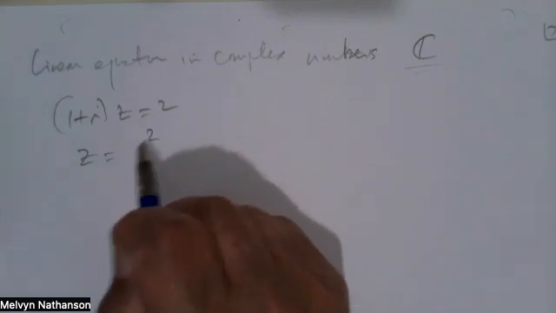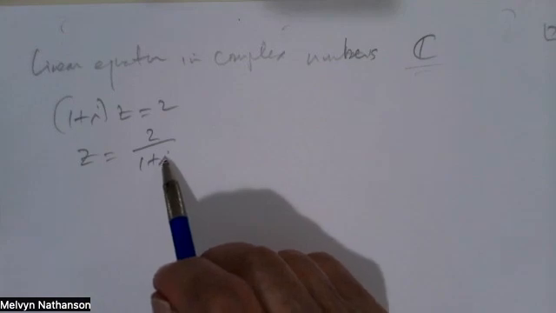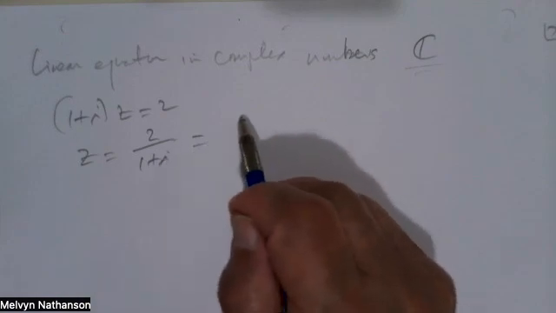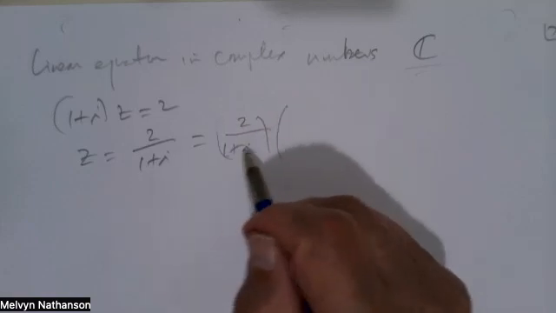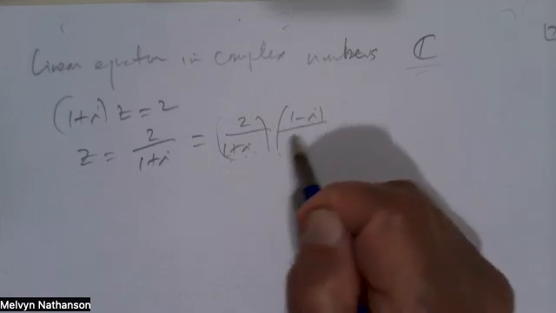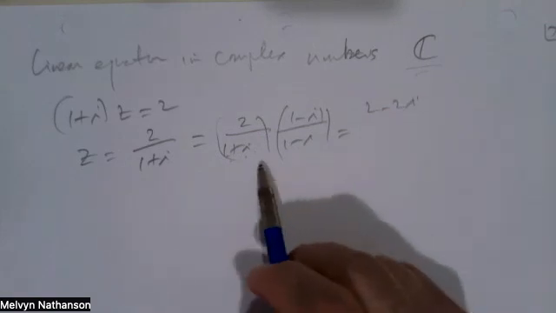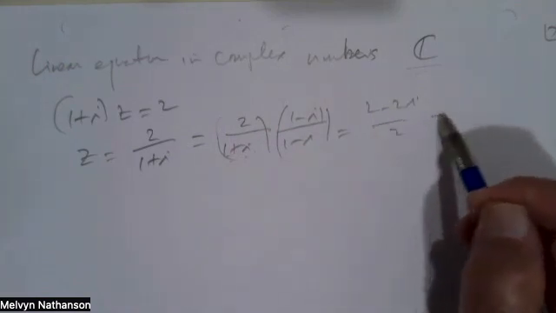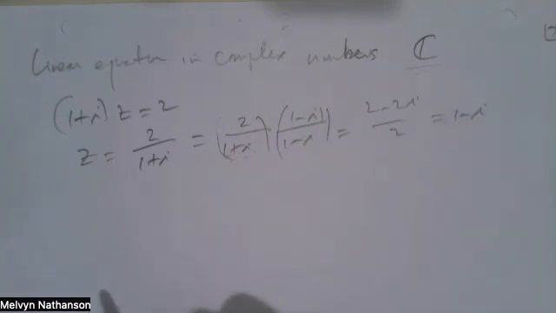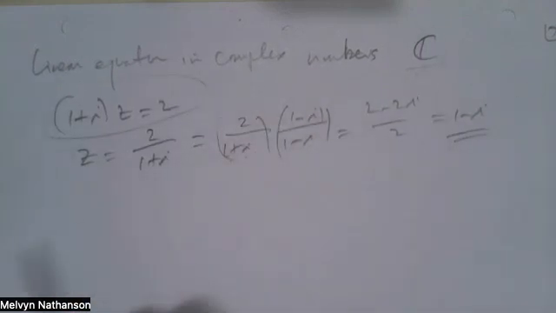So z is 2 over 1 plus i. And we usually try to get the i's out of denominators. This is 2 over 1 plus i, and we can multiply that by the complex conjugate of this, 1 minus i over 1 minus i. So this is 2 minus 2i over 1 plus 1, which is 2. This is 1 minus i. So the solution of this equation is the complex number 1 minus i.